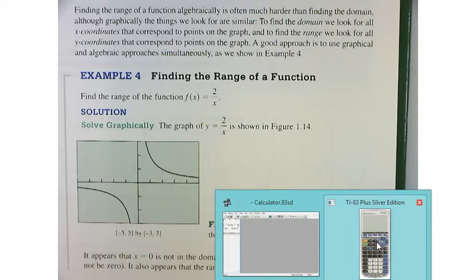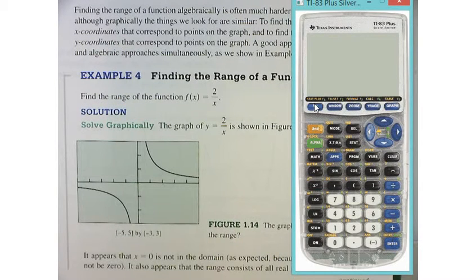So to look at the range, there's lots of ways to do it, but really what the book wants us to do is graph it. So I'm just going to say 2 divided by x. Now the range refers to what? The x's or the y's? The y's. So now if you look at the y values, what does it look like the lowest y value would be?